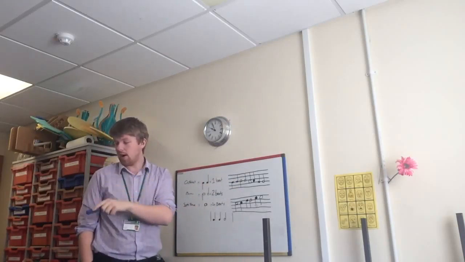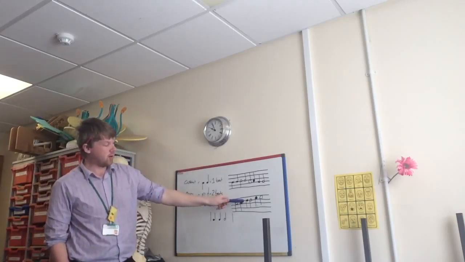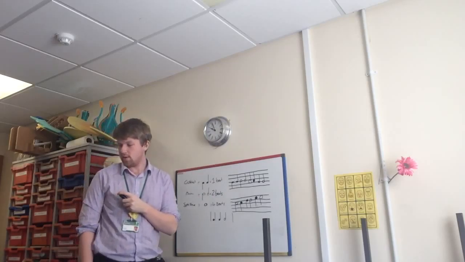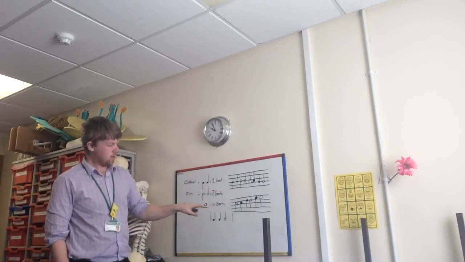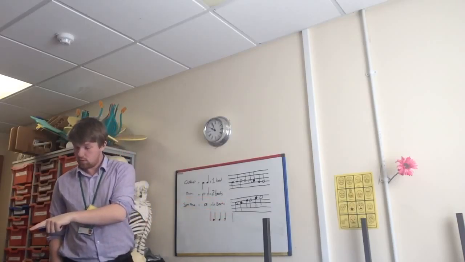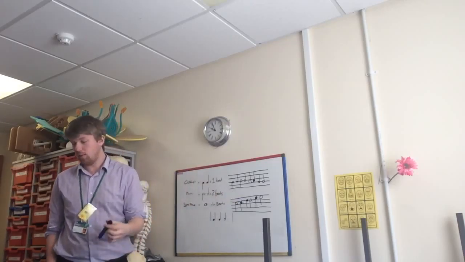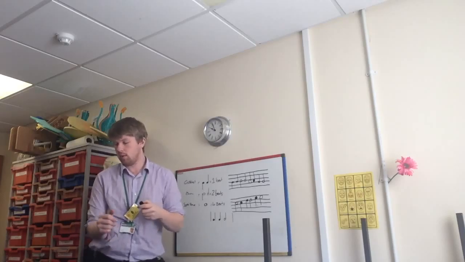Finally, let's give you a tricky one. Yeah, because I'm mean. This one here. That is a D. Good. Why is it a D? Is D an open string? It's on the fourth line, so it's always going to be a D. D is an open string, but it's a different type of D. Okay, don't worry about it for now.